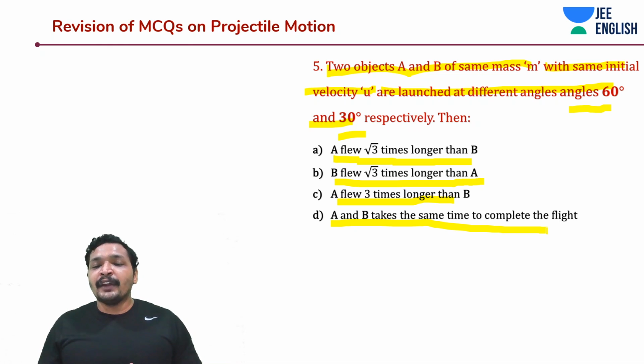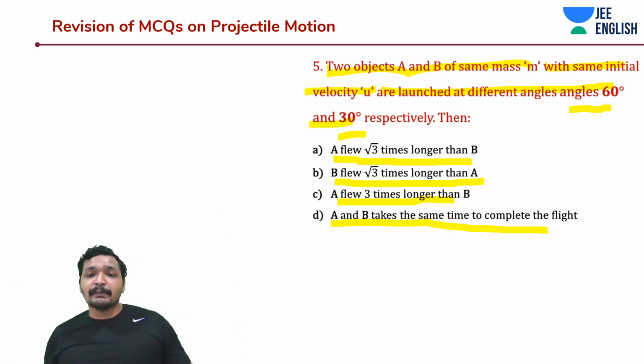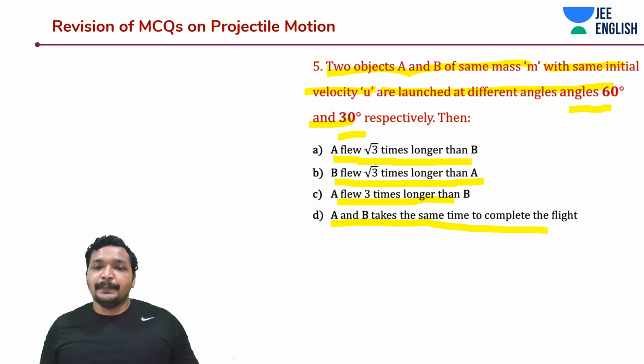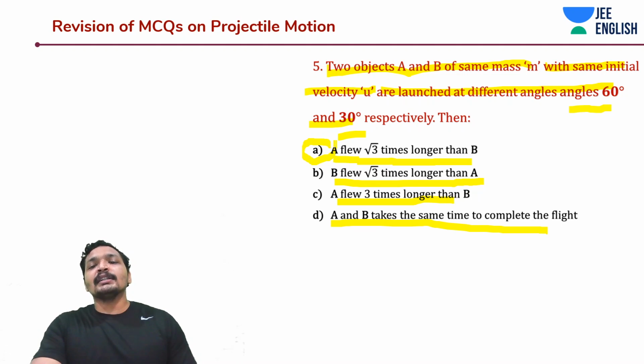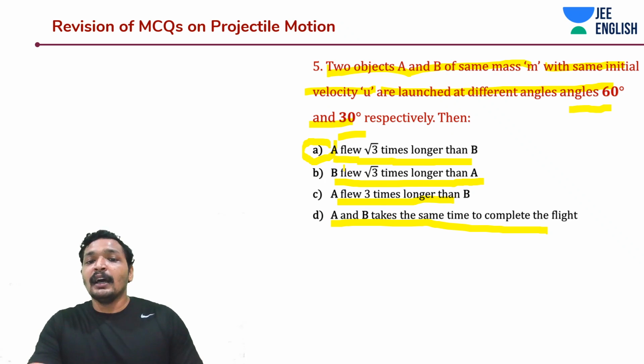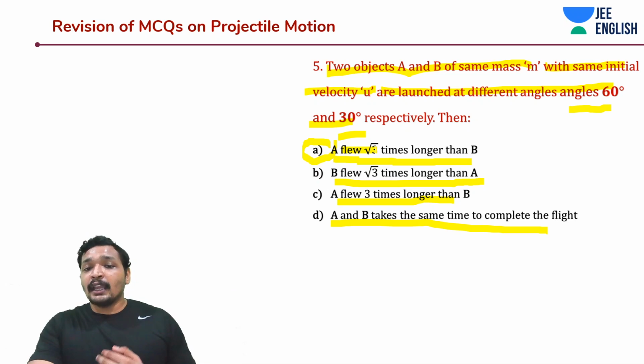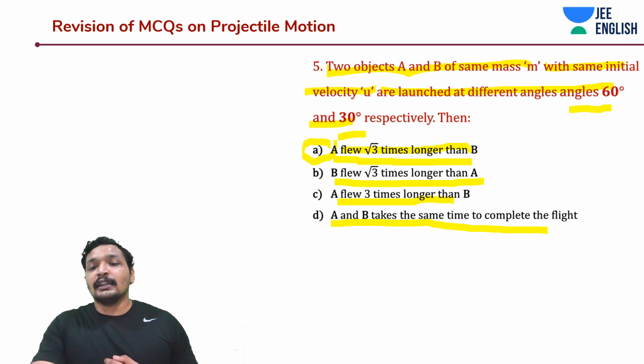And sine theta of 60 degrees is root 3 by 2, and sine theta of 30 degrees is 1 by 2. And when we divide this, we know that object A has remained in the air root 3 times more time than that of B. So it is basically saying that object A flew root 3 times longer than that of B. Actually, there's another confusing option over here which you have to neglect and ignore, and you should definitely quantitatively find out that object A flew root 3 times longer than that of B.